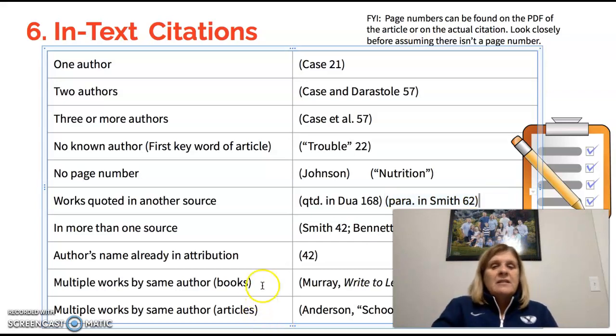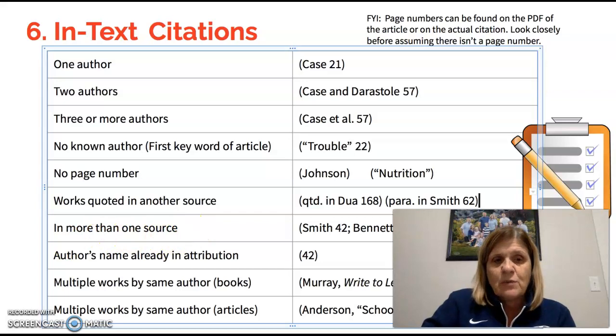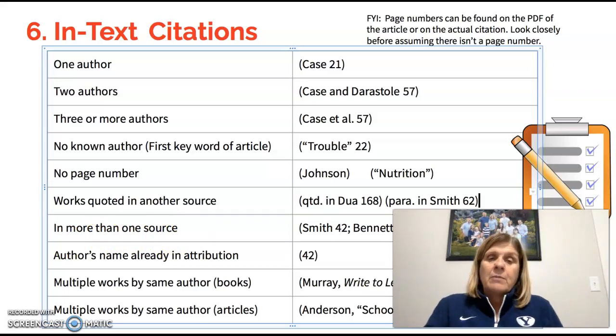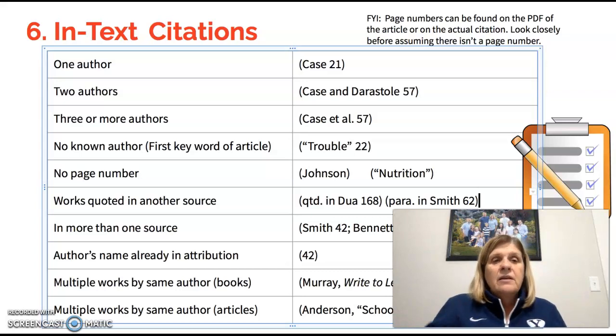So anyway, any types of questions with in-text citations, you can look in your resource booklet. I have an MLA style guide on my desk. You can ask questions, so just make sure they are correctly done.